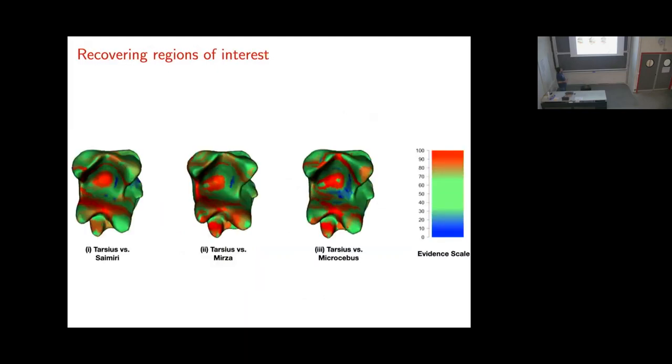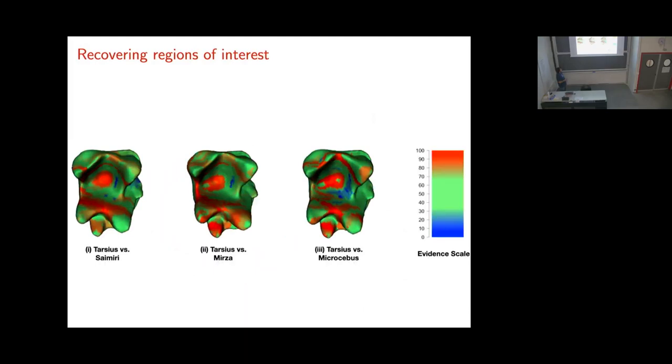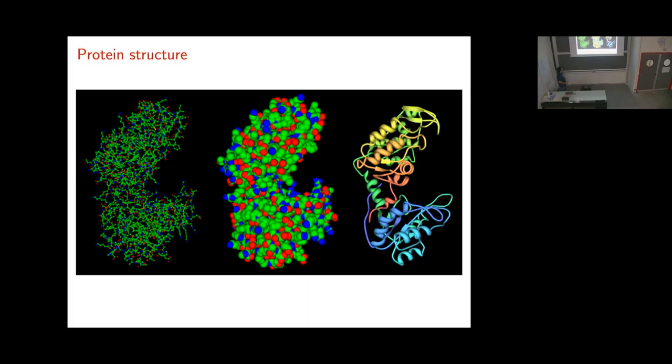And so we ran our Euler characteristic, I mean this pipeline, on these things pairwise, all relative to the tarsier. So Saimiri and tarsier, Mirza and tarsier, Microcebus and tarsier, and this is what you get. As you get further apart, there's more red. And you see this paraconid showing up stronger and stronger. This is the furthest.